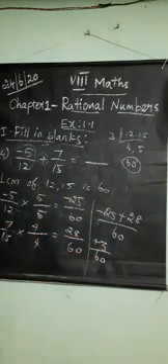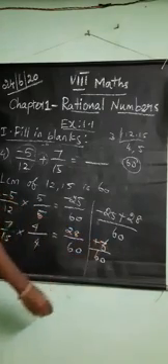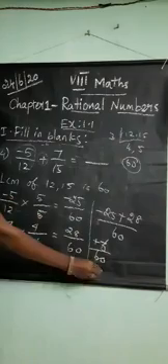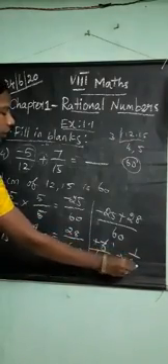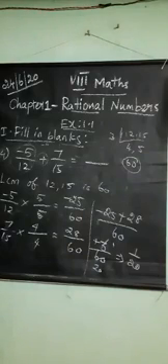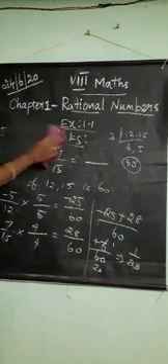The numerator and denominator come in the same table. Cut it. 1 3 is 3, 2 3s are 6. So the answer is 1 by 20. Are you clear? Any doubt? Okay, next, fifth question.